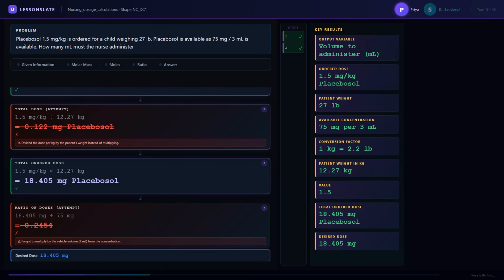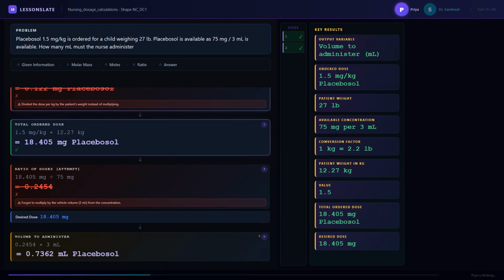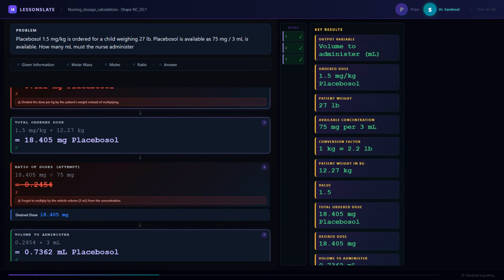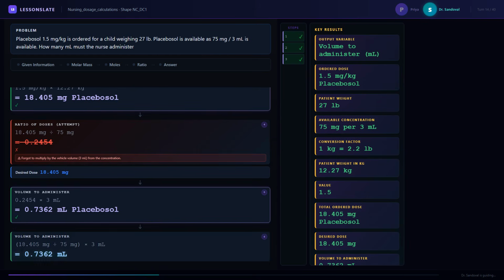So I take the 0.2454 and multiply it by the 3 milliliters because 75 milligrams is in 3 milliliters. So 0.2454 times 3 milliliters. That gives me 0.7362 milliliters. Is that the final amount? Yes, that's exactly right, Priya. You've correctly used the concentration to find the final volume. 18.405 milligrams divided by 75 milligrams, then multiplied by 3 milliliters, gives us 0.7362 milliliters. This is the volume the nurse must administer.